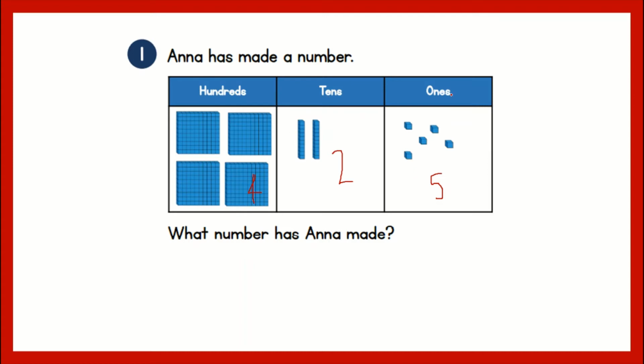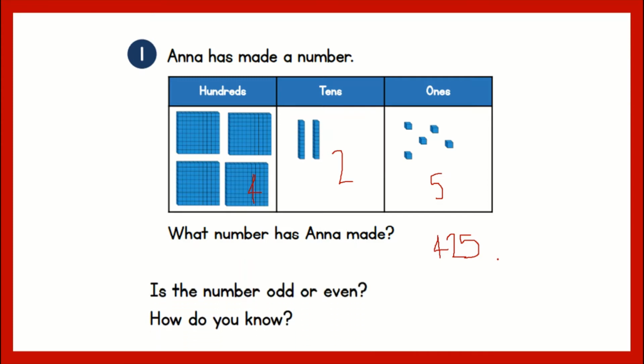Now we're going to write this out. So in the hundreds column, we know there's 4. In the tens column, there's 2. And in the ones column, there's 5. So the answer is 425.